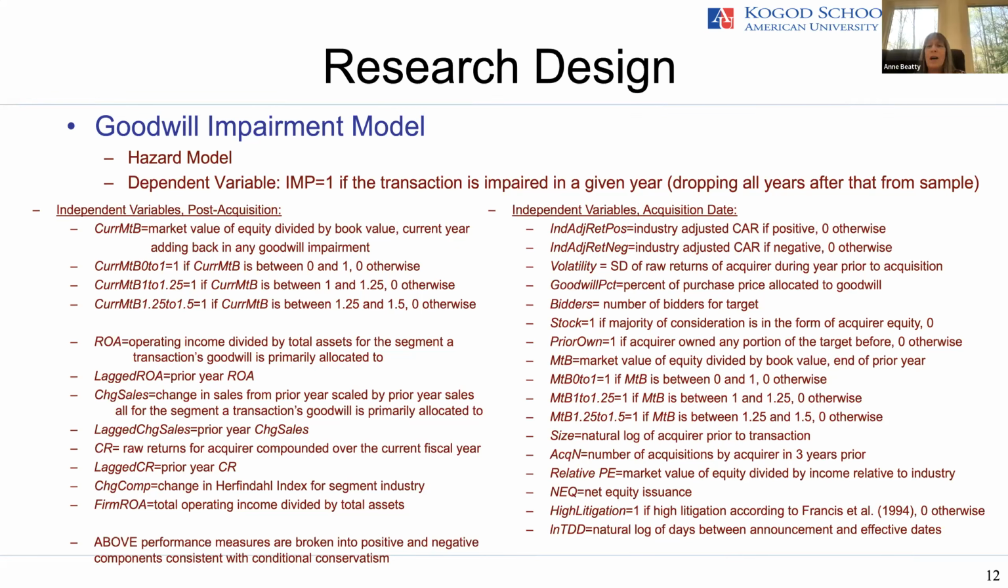FAS 141R changed the date at which the market value was used to compute goodwill. Oh, so if you're talking about looking at returns around the announcement date, if there was a decline, that would have resulted in a day one goodwill impairment under the old rules, and that was eliminated under the new rules. And I think you have both rules in your sample. Yes. So I think we partitioned the sample around that and found that there wasn't much of a difference in the results.